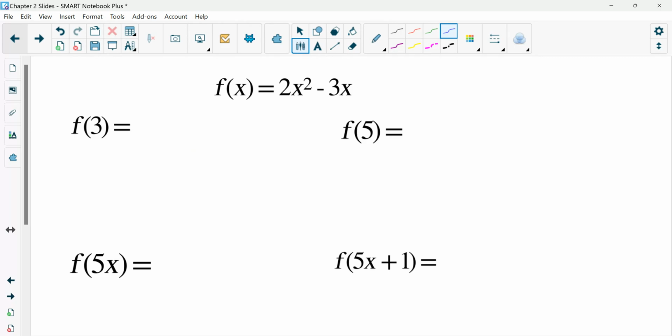So if our function is f of x equals 2x squared minus 3x, remember whatever's inside those parentheses is going in for the x, right? So if I'm doing f of 3, I would say, all right, in for all the x's would be a 3. So it would be 2 times 3 squared minus 3 times 3.